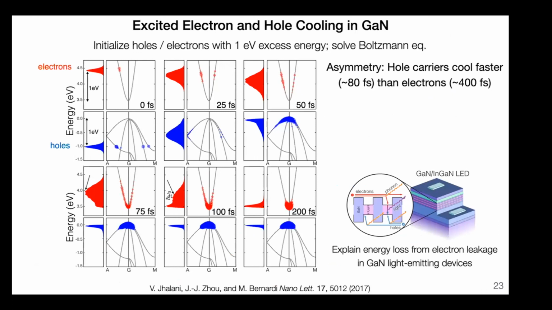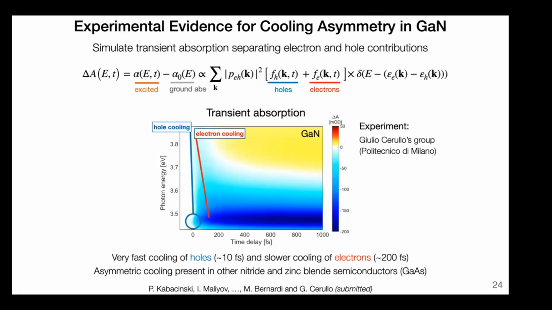Just to give you an example, you can study the dynamics of excited electrons in semiconductors. Here in gallium nitride, where, for example, if you excited electrons and holes with a similar energy offset from the valence and conduction band edges, what we found is that the holes relax much faster, about 5 times faster than the electrons, which cool more slowly. And we have shown that this slow cooling of the electrons is also linked to energy loss processes in optoelectronic devices. Recently, this prediction has been confirmed by an experimental group that has measured the transient absorption, so how optical absorption changes in time after one excites the material.